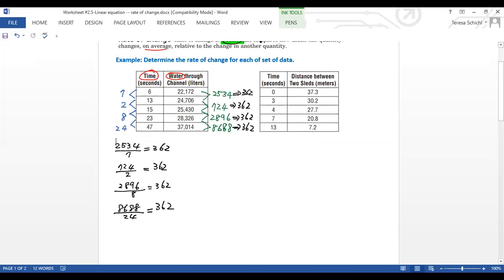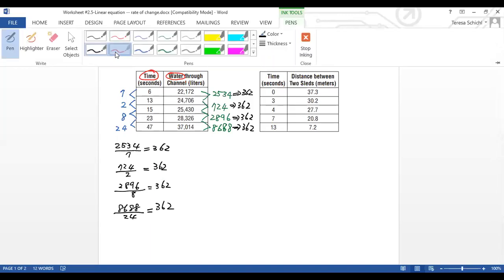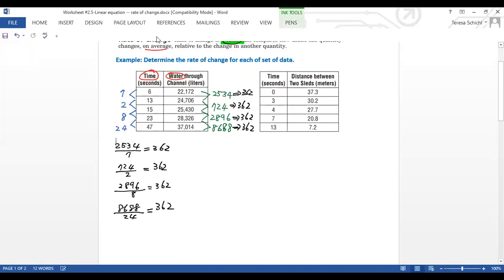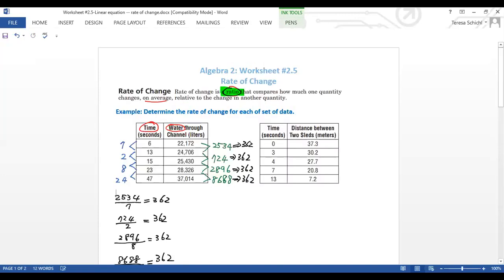Then after that, if you just average it, from the definition they say on average, so what is the change? If you average this 362, the average is going to be 362. It's because this type of rate of change, we call the constant rate of change. That means the change is consistent: 362, 362, 362.